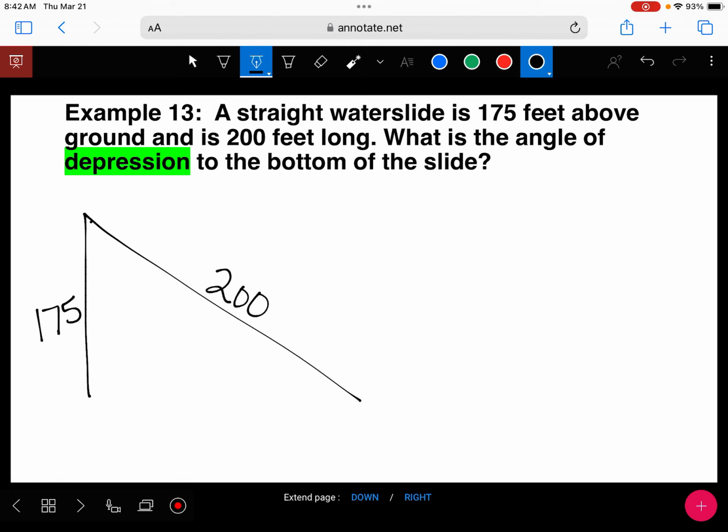Usually, whenever I do a word problem, like I always tell my students, I always read it the first time and I don't try to draw anything. I read it the first time, and then the second time I try to read it and picture it. Because if your picture is wrong, your work is going to be wrong.